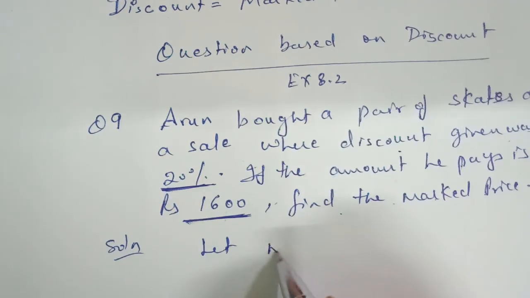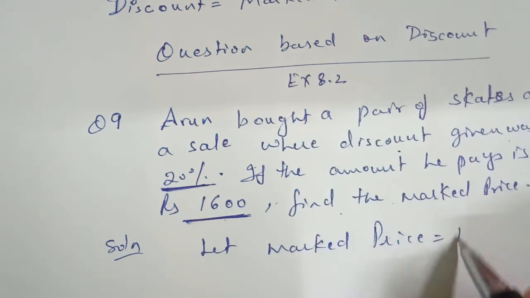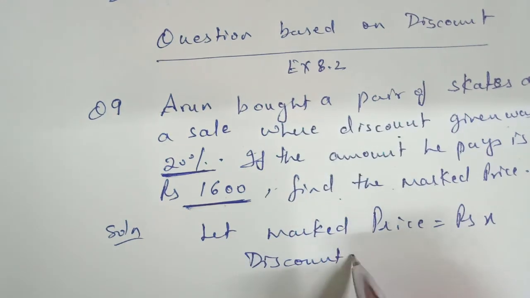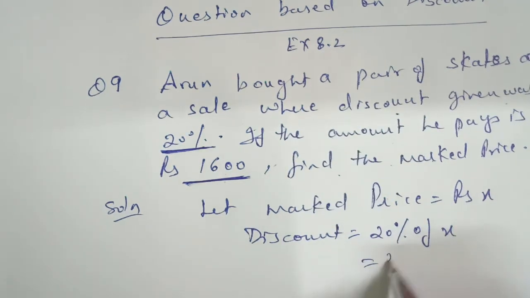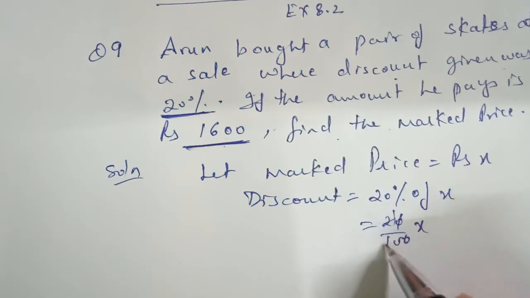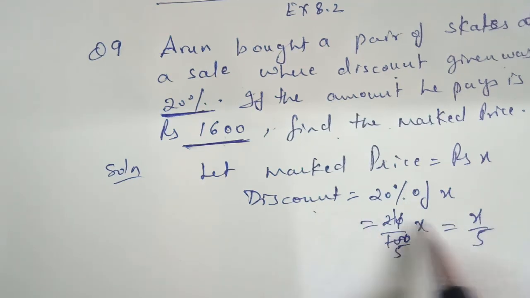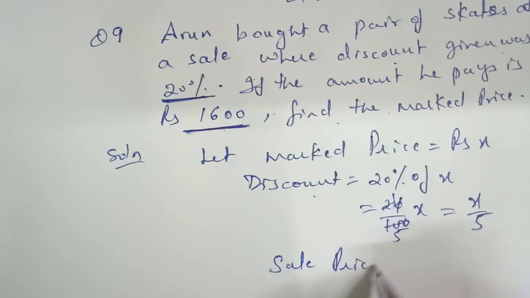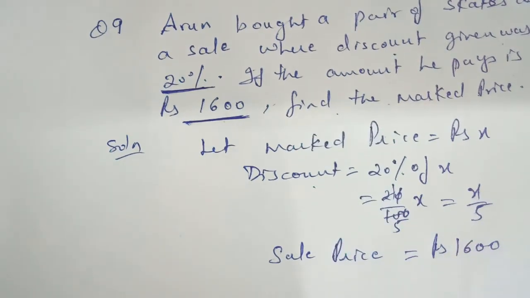Let market price equal rupees X. Then discount is given 20%, so it will be 20% of X. When you solve it, 20 upon 100 into X, 2 1s are 2, 2 5s are 10, it will be X upon 5. So discount given is X upon 5. And sale price, the price that he paid, is equal to rupees 1600.